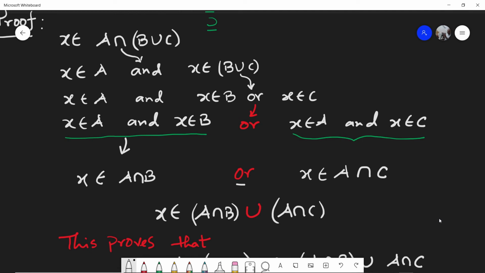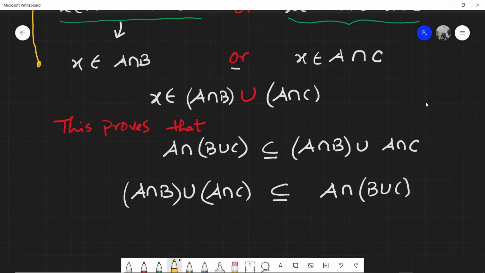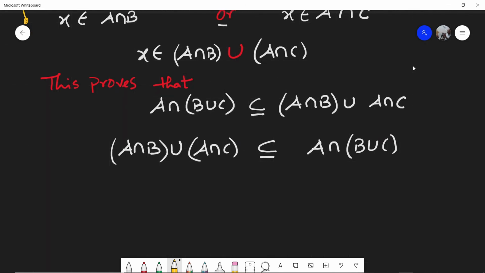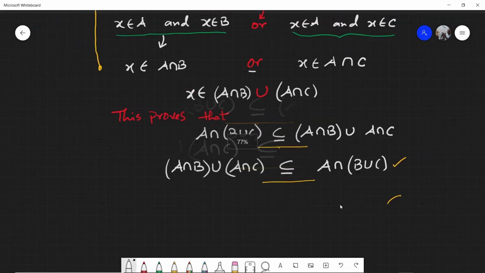So we just need to follow the steps from here all the way up to here. That will show this statement. These two sets must be equal. The proof is done.